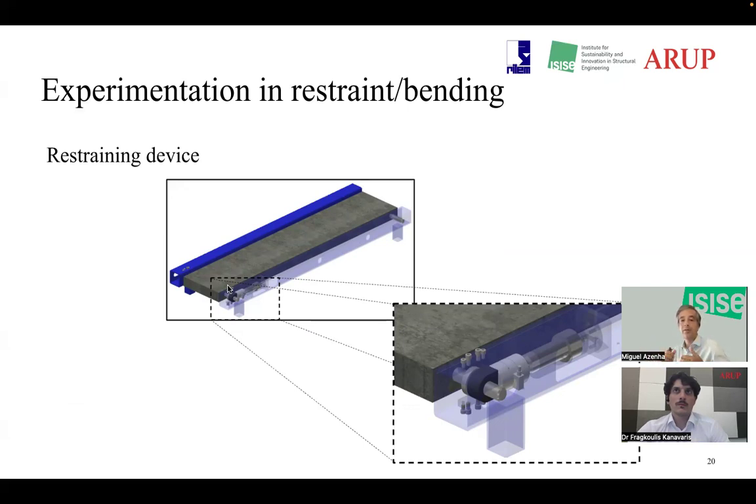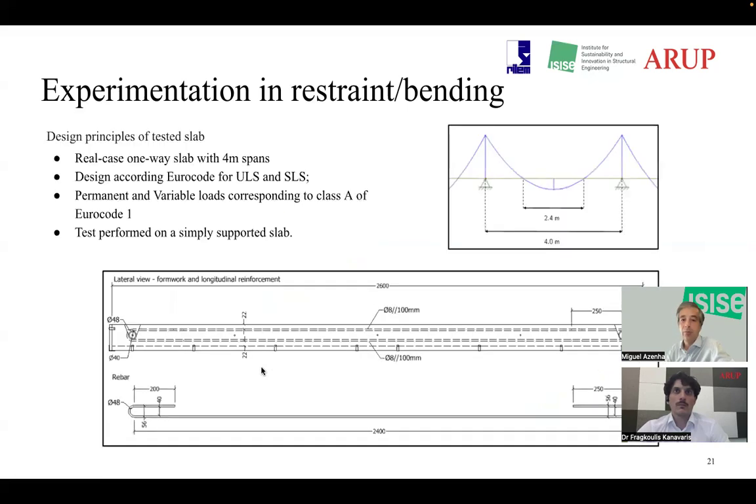We can do it in both directions, but when you want to restrain it from shrinking, you have to push in that case, and this will create a state of controlled restraint that we can do in the experimental facility. At the same time, it will allow us to apply loads. What we were simulating here was a 2.4 meter span in the simply supported region of a hypothetically existing 4 meter long continuous beam, meaning continuous slab, I apologize.